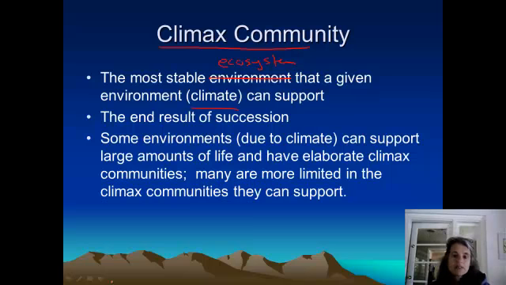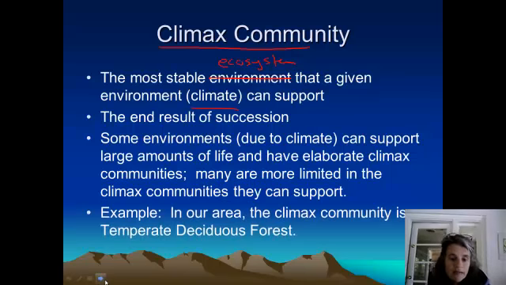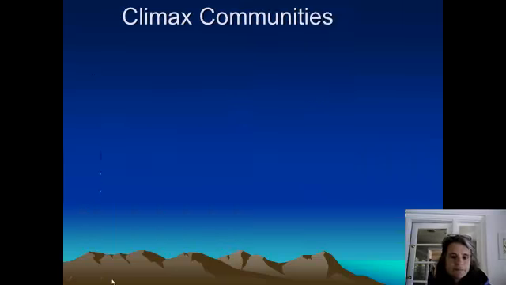So some environments can support incredible amounts of life because of the large amounts of rain and sunlight they get. Others are more limited. Like ours is pretty good, but imagine tundra, where there's not much light, there's not a whole lot of moisture, and so you're very limited in the amount of life that you can get in that area. Okay? So in our area, the climax community is indeed a temperate deciduous forest.